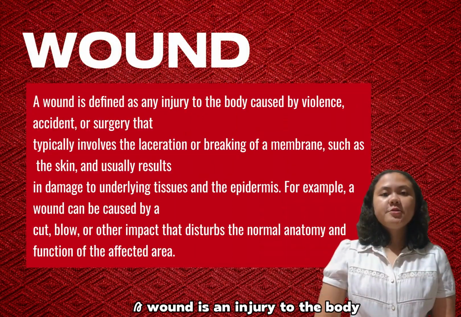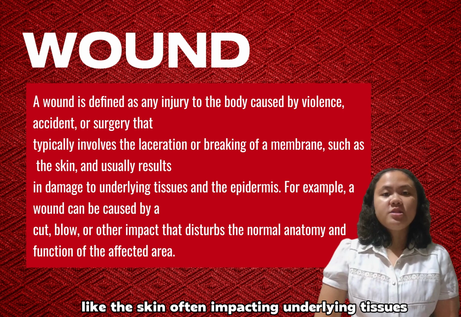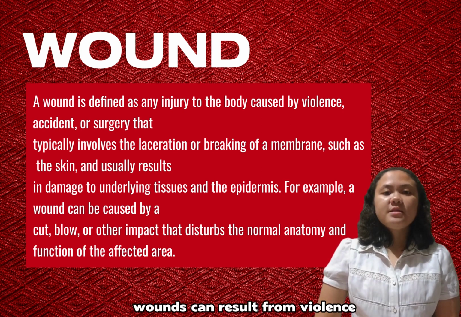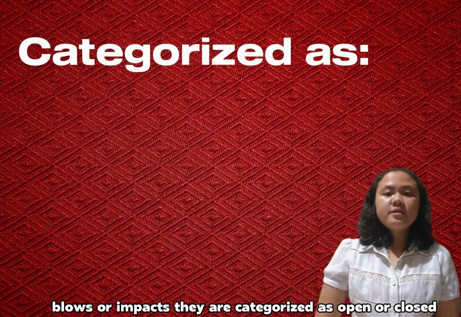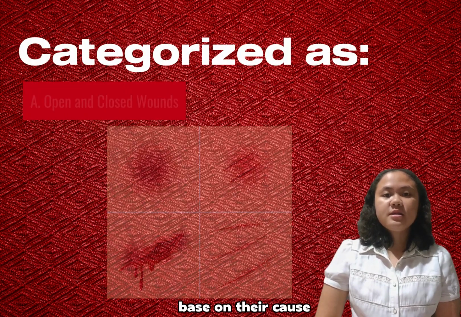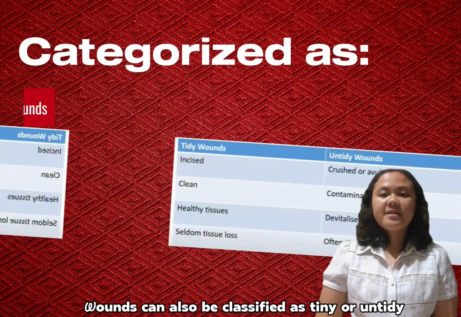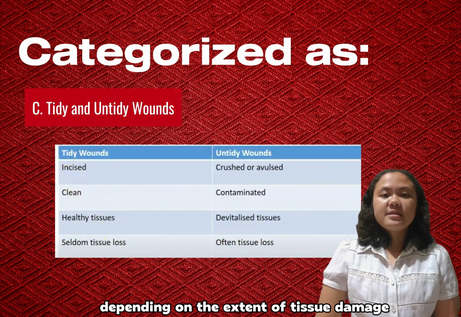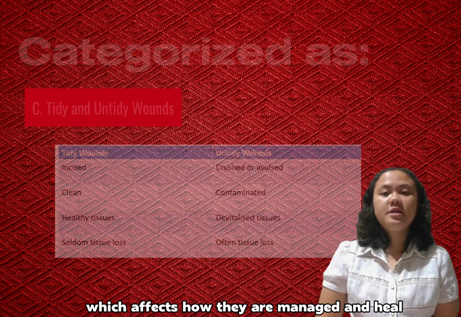A wound is an injury to the body that breaks or damages a membrane, like the skin, often impacting underlying tissues. Wounds can result from violence, accidents, or surgery and may be caused by cuts, blows, or impacts. They are categorized as open or closed based on their cause and as acute or chronic based on the healing process. Wounds can also be classified as tidy or untidy, depending on the extent of tissue damage and contamination, which affects how they are managed and healed.